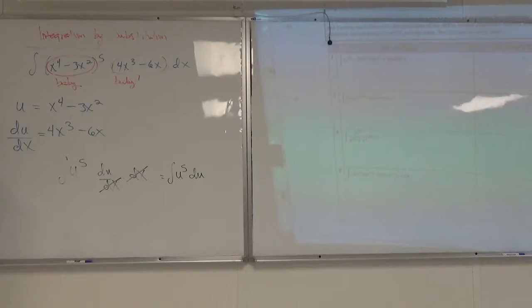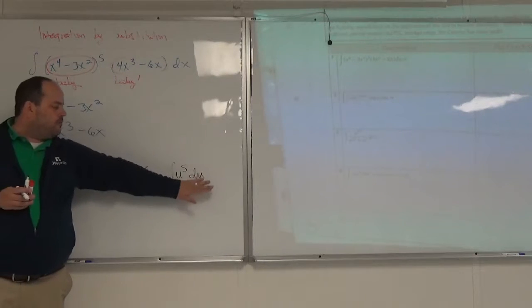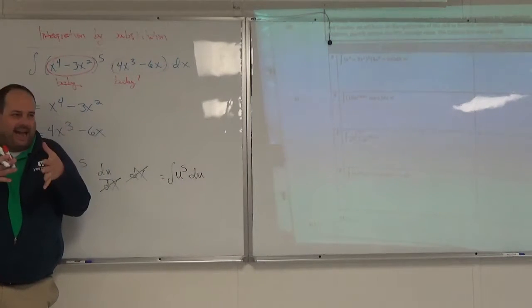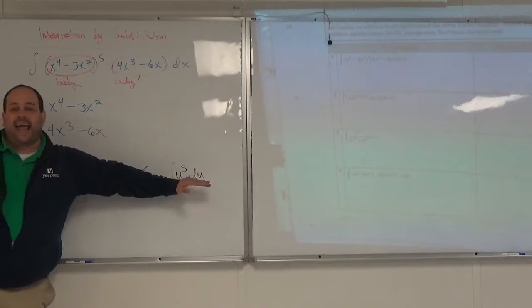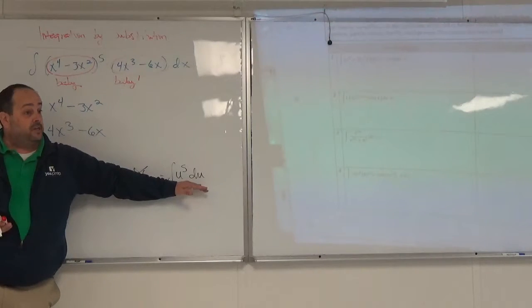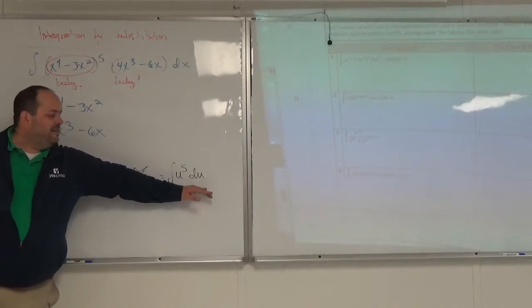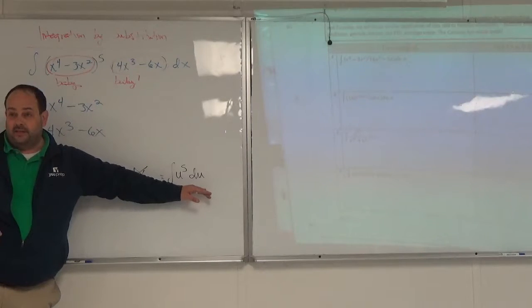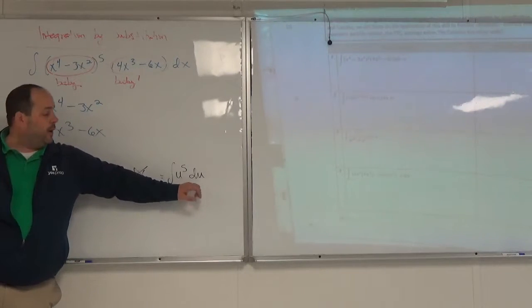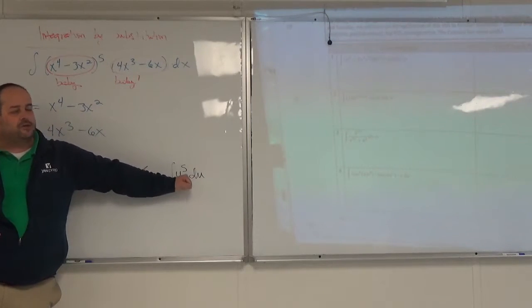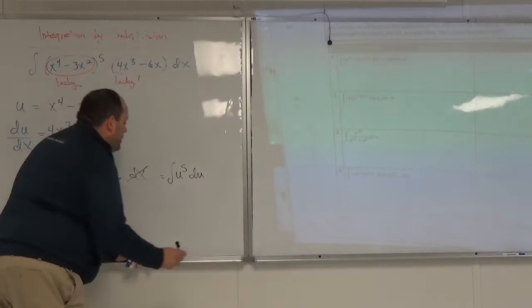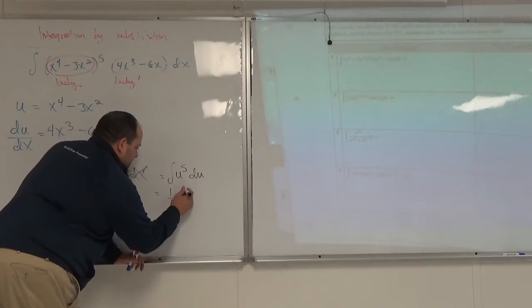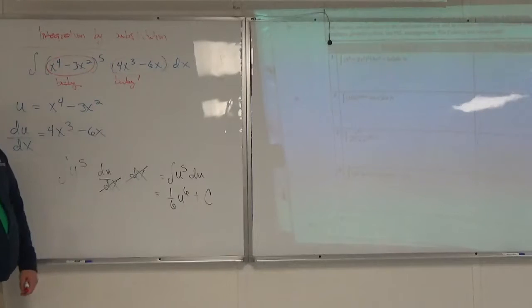The beauty of integration by substitution is you're taking something that was really ugly and complicated in the beginning, and you're rewriting it in a more compact, simplified form where I would expect everybody in the room knows what the integral of u to the fifth du is. It's 1/6 u to the sixth power, because you're doing a power rule. You add 1 to the power, divide by the new power, and so what you get is 1/6 u to the sixth power plus c.